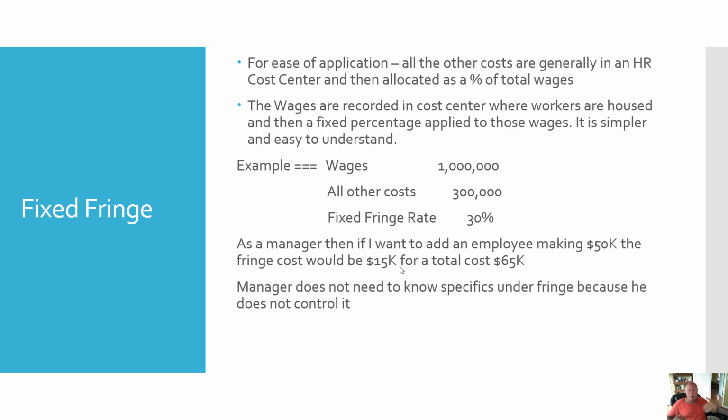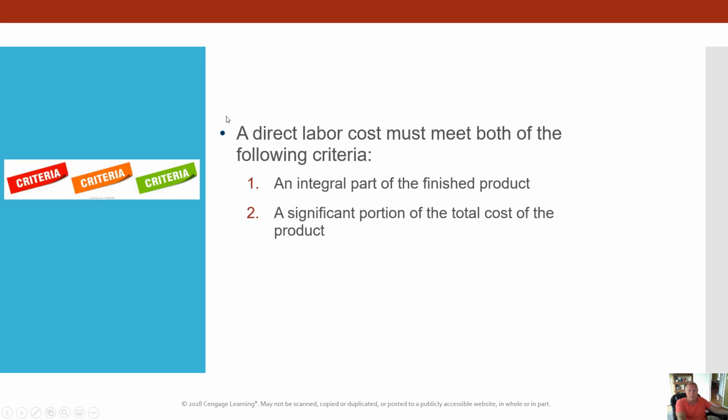So if I want to add an employee or understand my costs, I know if I'm going to pay somebody $50,000, there's going to be these fixed fringe costs, which I don't need to understand in detail because I don't control that. I can control the wages, number of hours worked, number of people worked, but I can't control that. So we use this fixed fringe. Somebody making 50, all I know is I have to add on 30%, which is 15 grand. That employee is going to cost me $65,000. And direct labor cost, again, must meet integral part, significant portion.